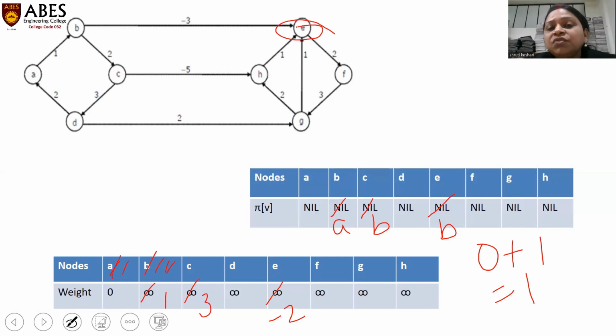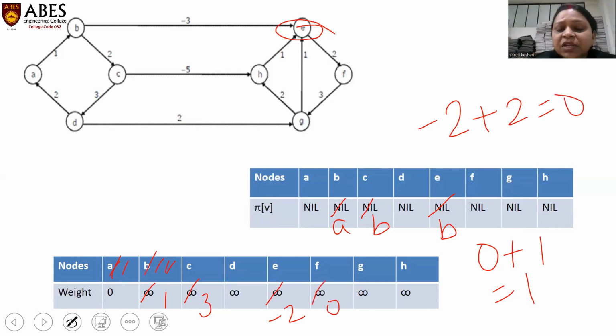From E, you have only one edge, starting from E to F. When you're talking about E to F, F is containing the cost of infinity. But when we are moving from E to F, E is containing the cost of minus 2, and the weight of that edge from E to F is 2. That is 0. 0 is less than infinity. Relax the value of F and put the parent as E.